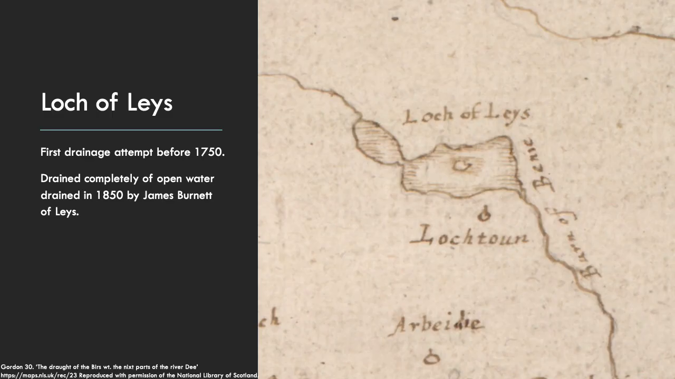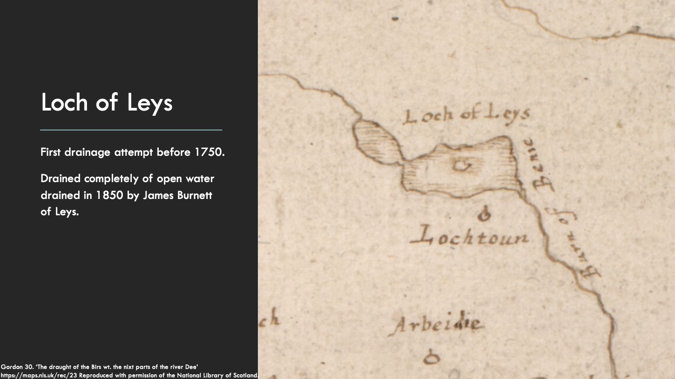So moving back down the Dee, we'll have a look at the Loch Lays. It's depicted here in the 17th century, before any major drainage efforts had occurred, on a Gordon map, which is available on the National Library of Scotland's website. The first drainage attempts are recorded in the early 18th century, and we can actually see that depicted on the Roy Military Survey of Scotland, which shows the outlet burn labelled as a drain.